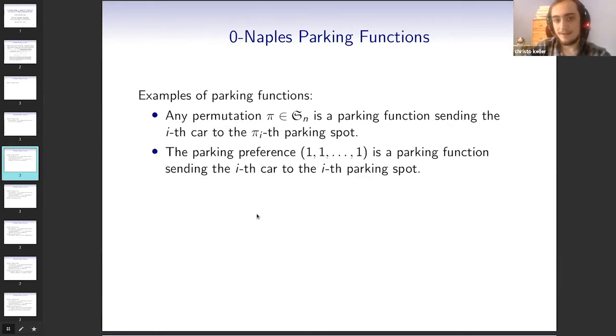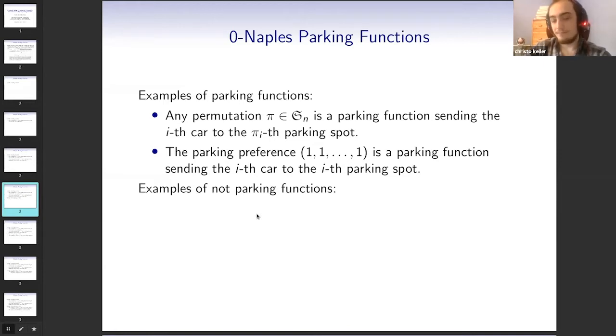Another nice example is the situation where all the cars want to park in the first spot. The first car will come in and it will successfully park in the first spot because no one's parked there yet. Then the second car will come in, it will try to park in the first spot but see that it's full, continue down to the second spot and be able to park there. Similarly, the third car will try to park in the first spot, see that it's full, drive to the second spot, see that it's taken, drive to the third spot, and park there. So each car i will park in the ith spot.